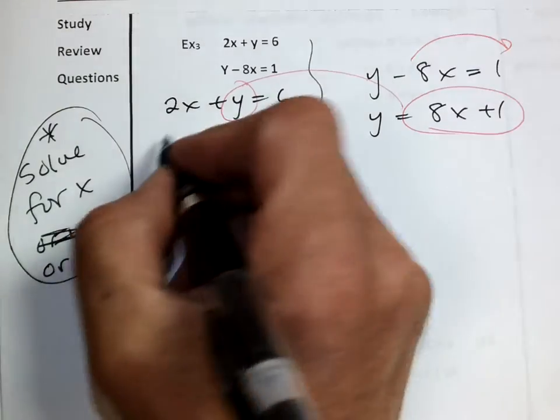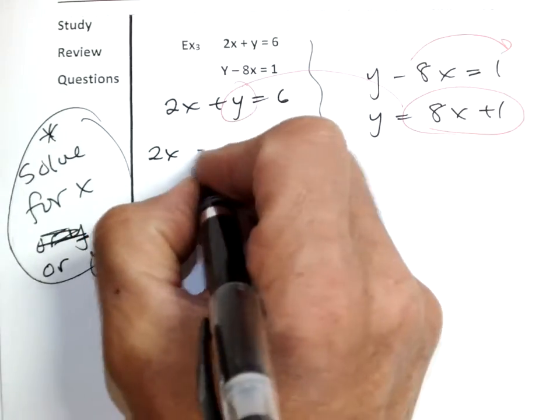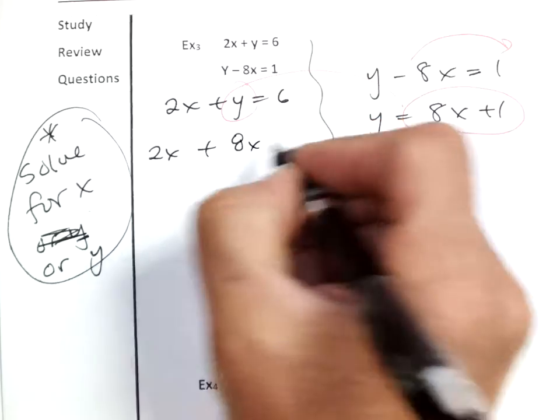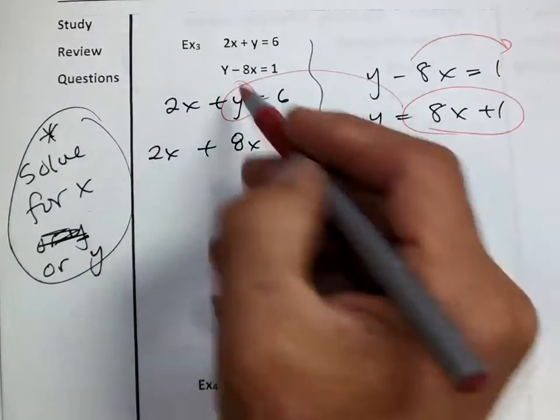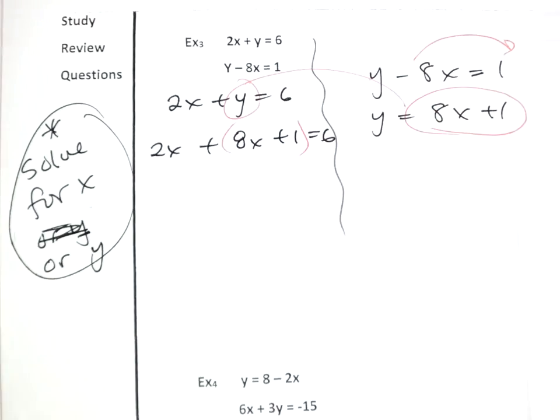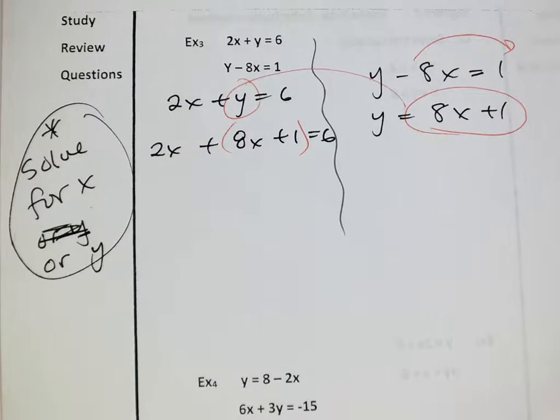So I'm going to go, okay, 2x plus 8x plus 1 equals 6. Really I just put my 8x plus 1 in for y, okay? I don't need the parentheses, I just put them in there so you'd see it. Here's what y is equal to, 8x plus 1, I put it there, so there it is. So right, I got there, okay?